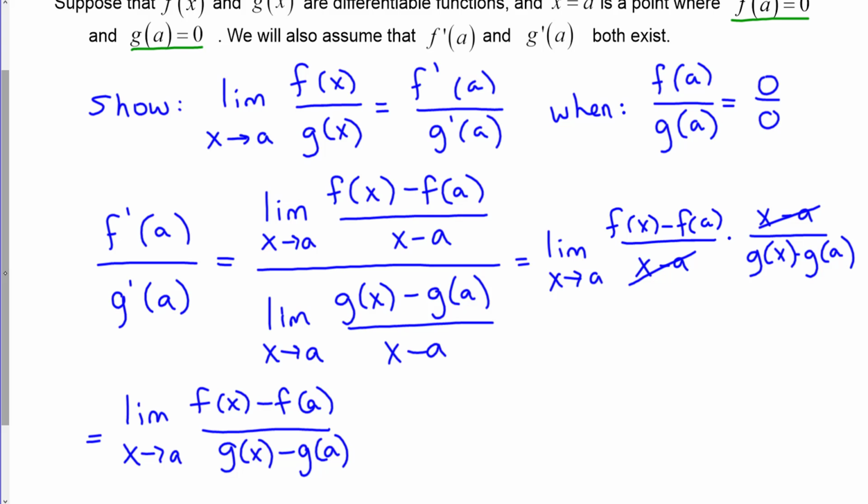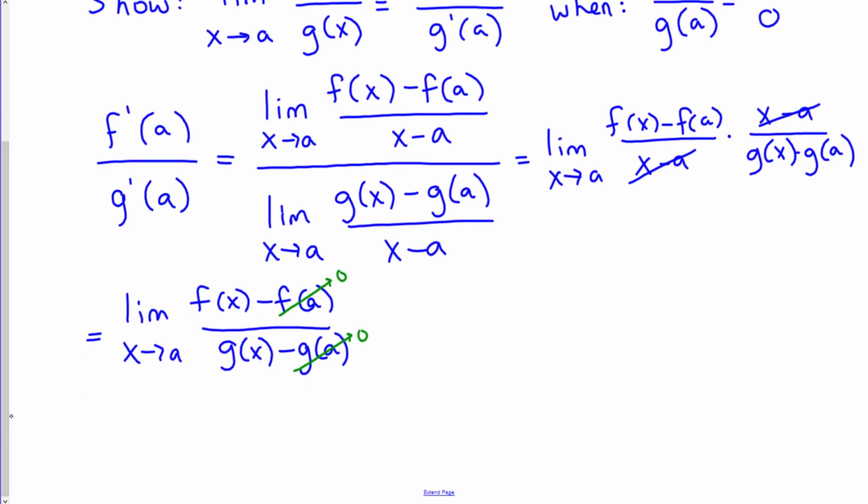So if you'll notice, I have, as part of my limit right now, f evaluated at my limit point. So this part right here is 0. That's what we decided from the very beginning. And same for g of a, which gives me the limit as x approaches a of f of x over g of x. So what that means is we started with this being f prime of a divided by g prime of a.